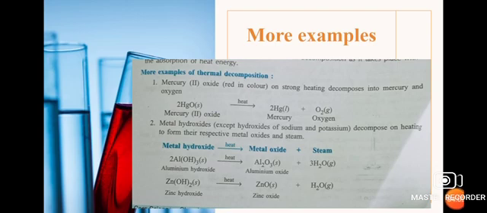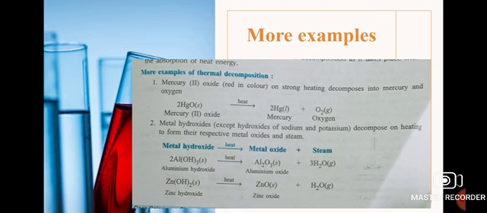Okay, we can see more examples of chemical decomposition reactions. First one, mercury oxide, red in color. After heating, it will split into 2Hg, mercury, plus oxygen. Mercury oxide splits into mercury plus oxygen.